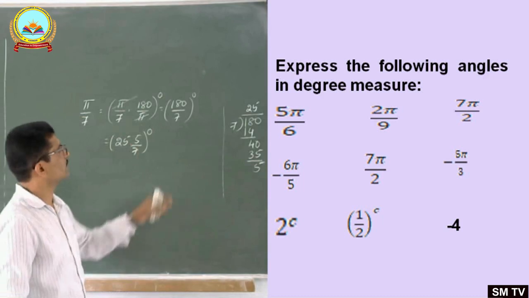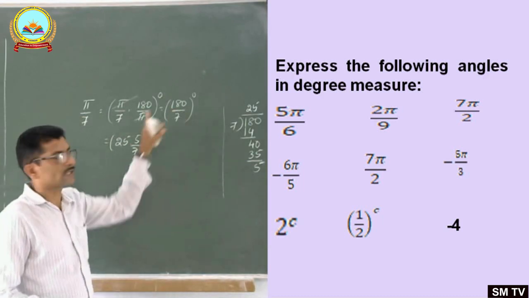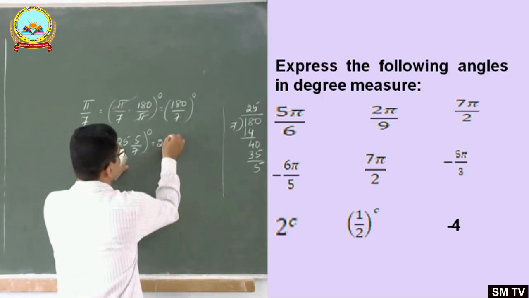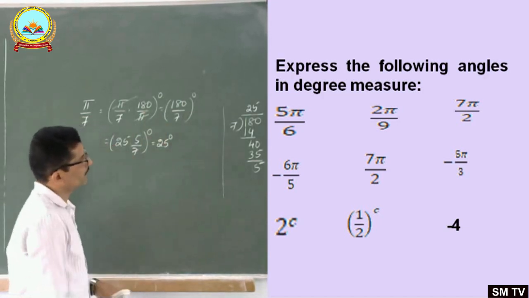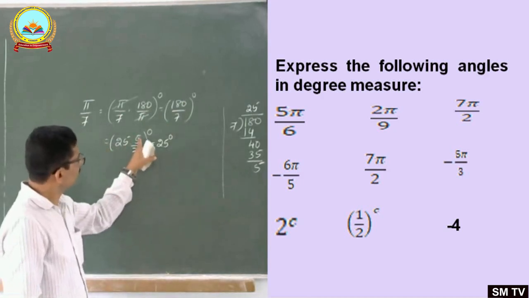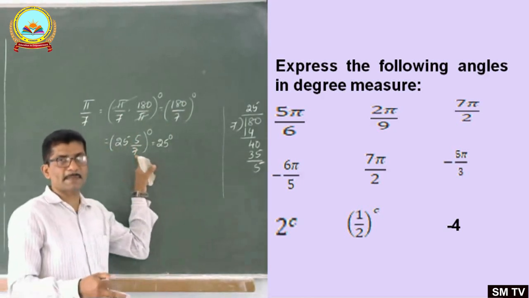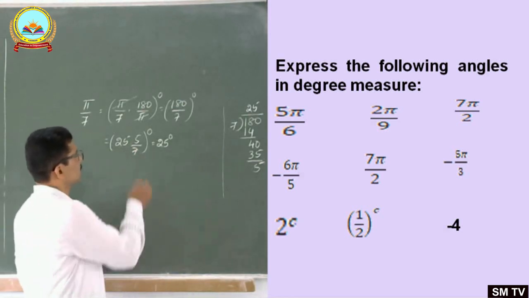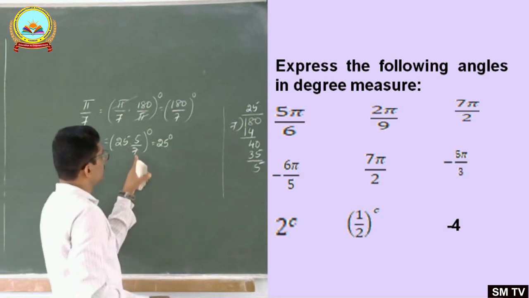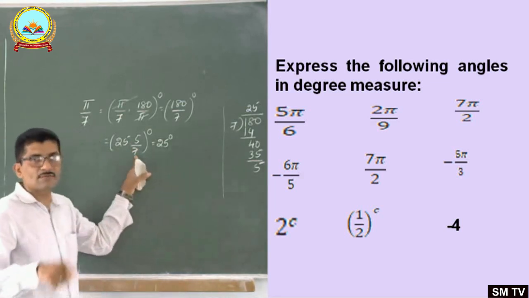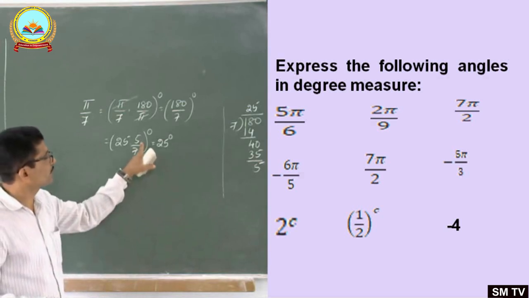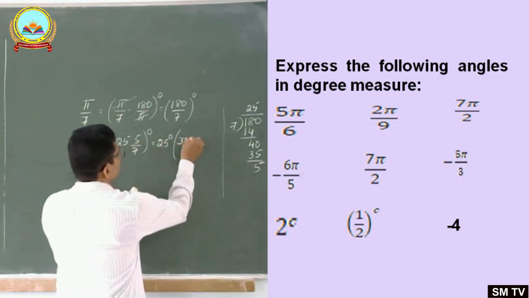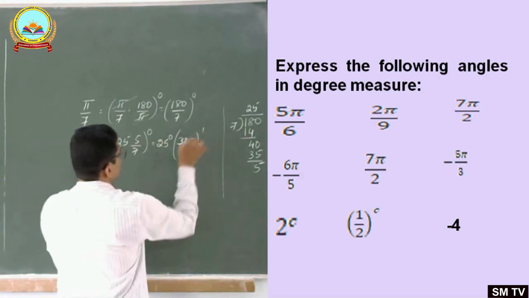You know the conversion of improper fractions to mixed fractions. Here 25 is the complete degree, and 5 divided by 7 is a proper fraction. Proper means it is always less than unity, less than 1. Therefore, this one is the fraction of a degree. Fraction of a degree is converted into minutes. Therefore, multiplying by 60, 5 into 60 means 300 divided by 7.